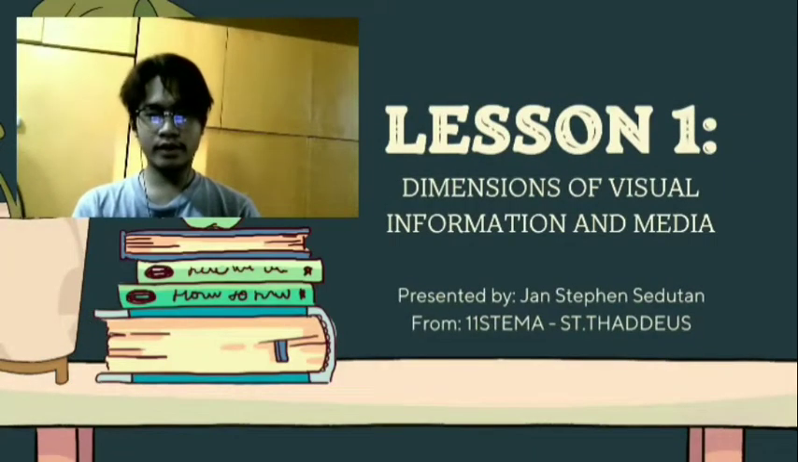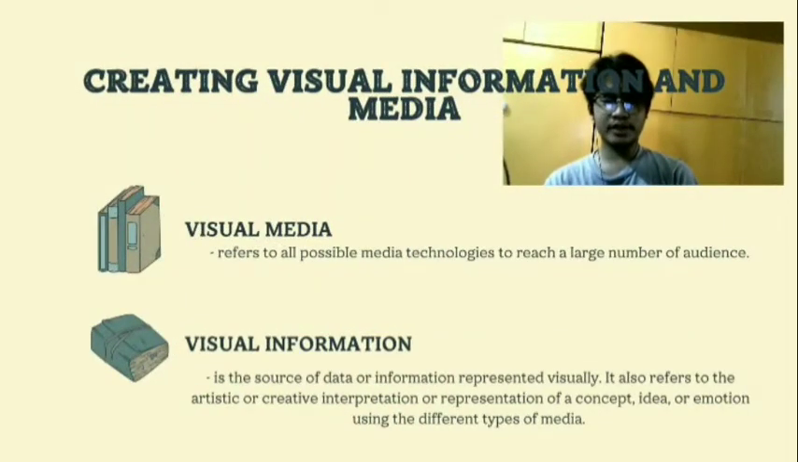Lesson 1 is about the dimensions of visual information and media that will be reported by me. In creating visual information and media, visual media refers to all possible media technologies to reach a large number of audience. For example, the videos, photography, infographics, comic strips, memes, screenshots, text, etc. that you may see in the media. And visual information is the source of data or information represented visually. It also refers to the artistic or creative interpretation or representation of a concept, idea, or emotion using the different types of media.